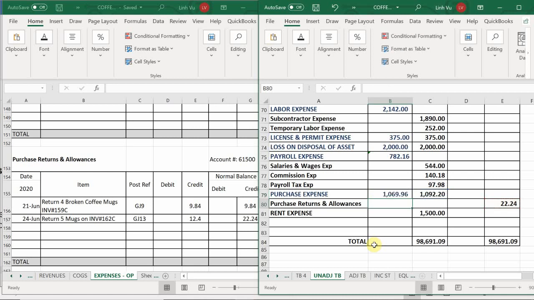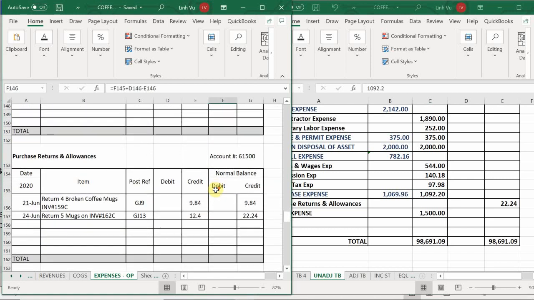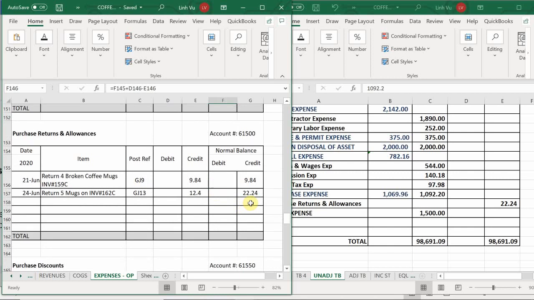Now in this case, it's up to you if you want to put that in now. You're not required to. You can keep your purchase returns and allowances as a separate account. But once again, that is under purchase expense. So we have a total purchase expense of $1,092. And we have the returns and allowances for $22.24, which gives us an equal of $1,069.96, right? Because purchase returns and allowances decreases the main account, which is the purchase expense. We originally bought $1,092, but we got a refund for $22.24 to give us a grand total of $1,069.96. Okay.